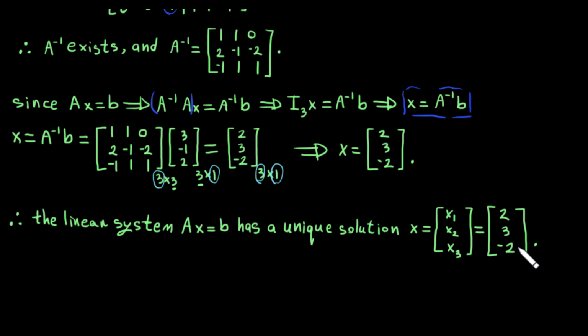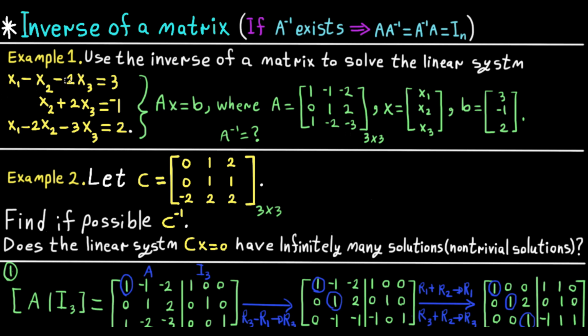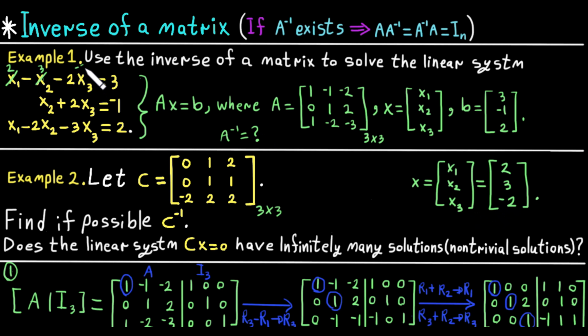Let's check our answer that this is the solution. So I want to copy it, not cut it. I want to try to substitute it here, the solution we got. So here we have x1 equal 2, x2 equal 3, x3 equal negative 2.